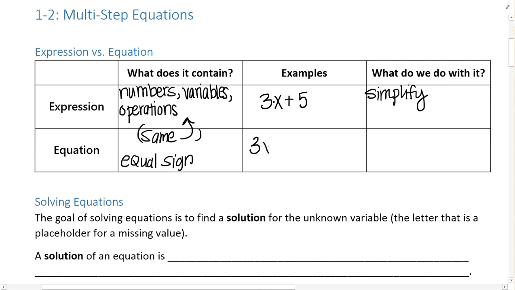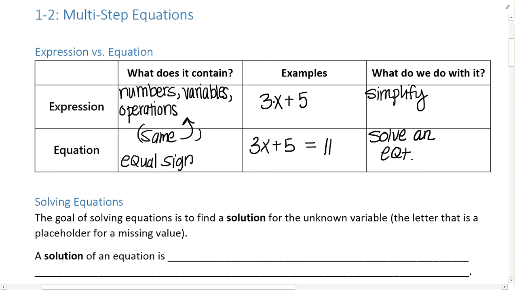So now we can put an equal sign. We need to put something on the other side of the equal sign. We have to say what this equals. So let's say we know that this equals 11. Well, now we can figure out what this x equals. That would make this true. And that's solving. We can solve an equation.